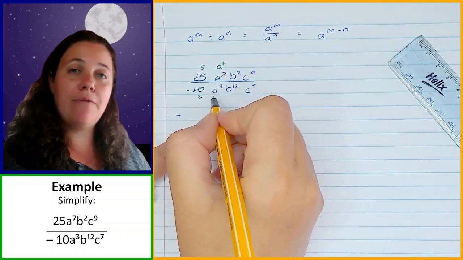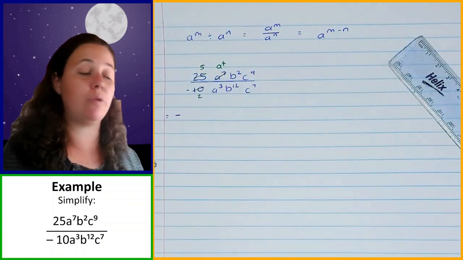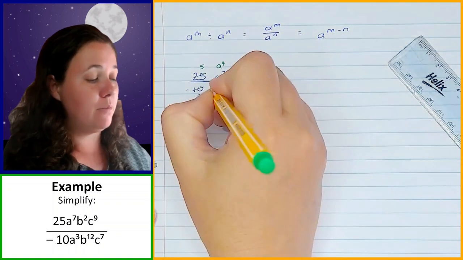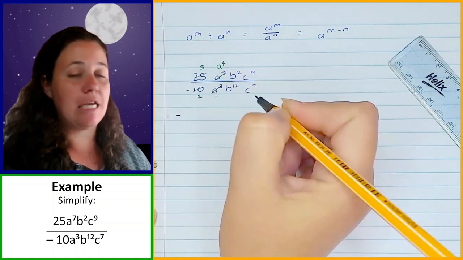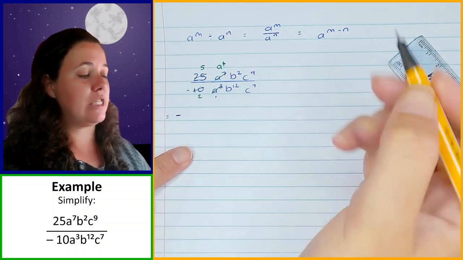And at the bottom, if I divide a to the power of 3 by itself, because remember we always have to divide the same thing into the top and the bottom, so when I divide the bottom by a to the power of 3, it just cancels out and gives me 1. Anytime you divide something by itself, you get 1. Okay, so now let's have a look at our b's.